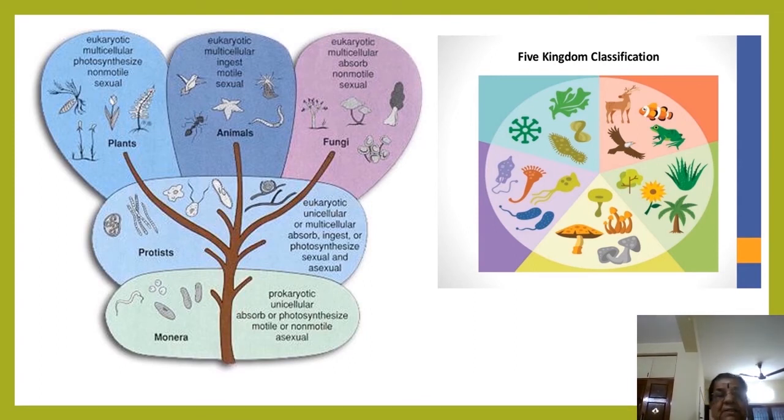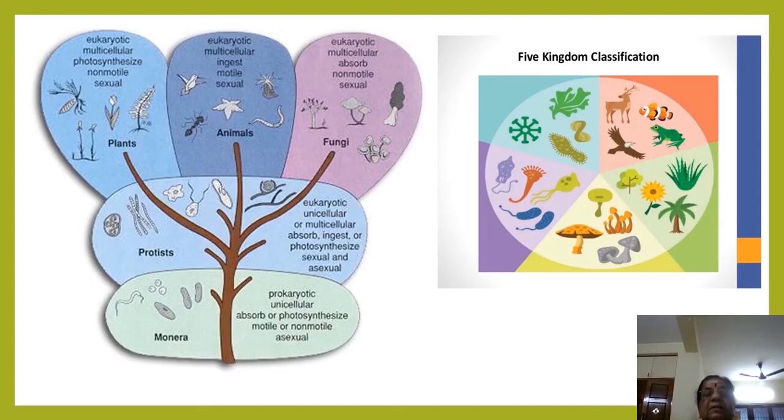The fourth kingdom in Whittaker's classification is kingdom Plantae, and they are eukaryotic, multicellular. They can prepare their own food by photosynthesis, and they don't show any motility. They don't move from place to place, but their plant parts will show movement. They reproduce mostly by sexual reproduction, but at the same time vegetative methods of reproduction also take place in the plant kingdom. We will study the plant kingdom in detail next.